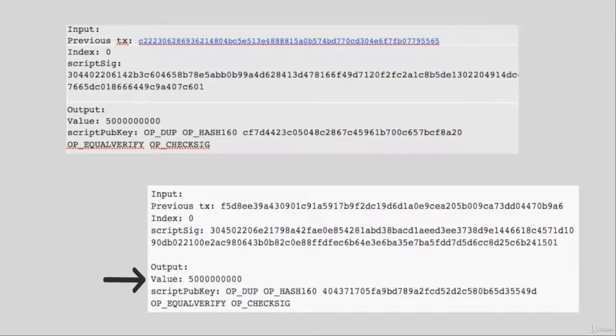Your output will contain an amount and a condition that needs to be satisfied to spend it. This condition is called a locking script, which will require the recipient to provide an unlocking script to spend this output in a transaction, just like you did for your input in this transaction. The transaction is then encoded and transmitted to the network.